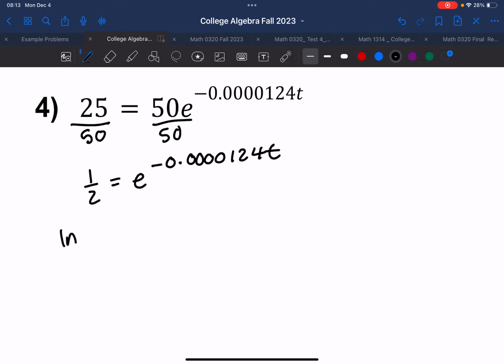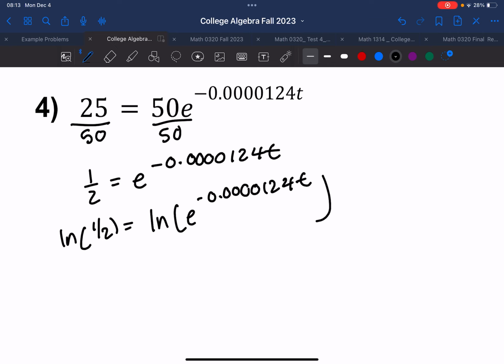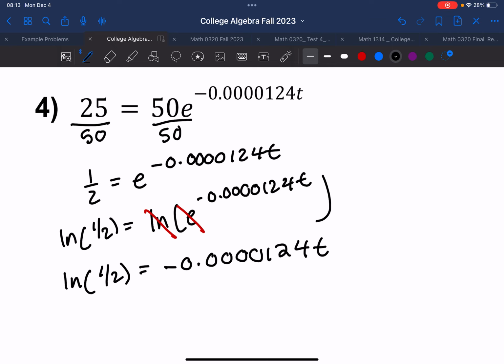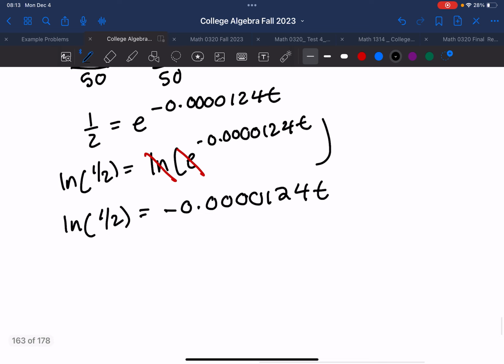of both sides. So the natural log of 1/2 is equal to the natural log of this entire right side. When I do that, that is going to cancel out the e, and everything else is going to drop down. So I have natural log of 1/2 is equal to negative 0.0000124t. In order to solve for t, I'm going to divide both sides by that really small decimal.